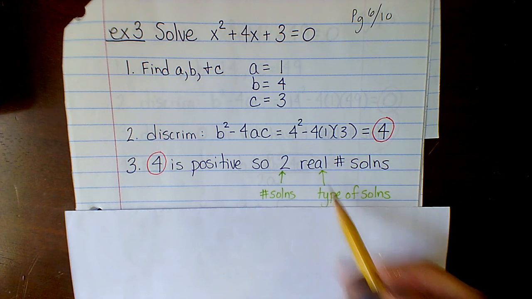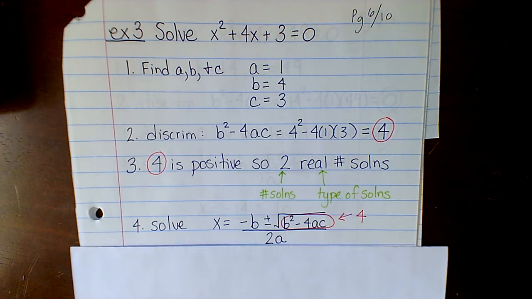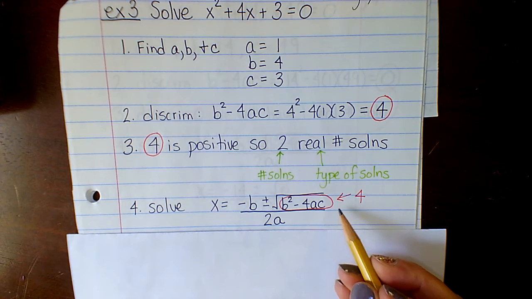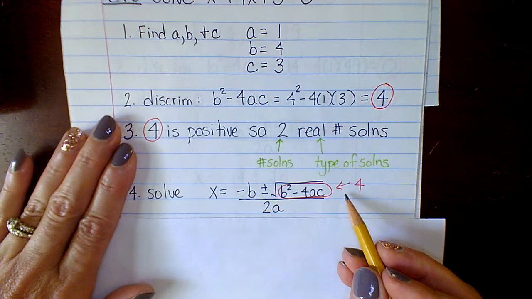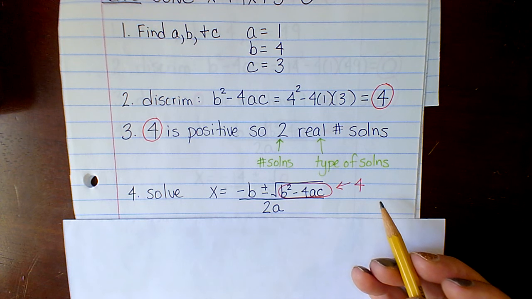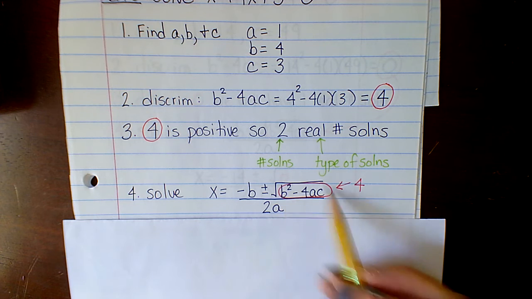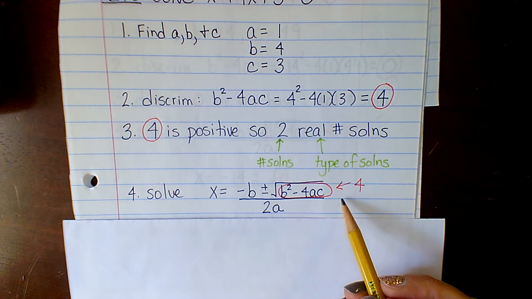Remember, there's the number, there's the type. Why is that 4 circled in red? Because you don't have to recompute it. I don't know if that's a word. Recompute it? Yeah, that sounds better. Yeah, we'll go with that one. You don't have to do that computation again. So that's going to be a 4 right there.